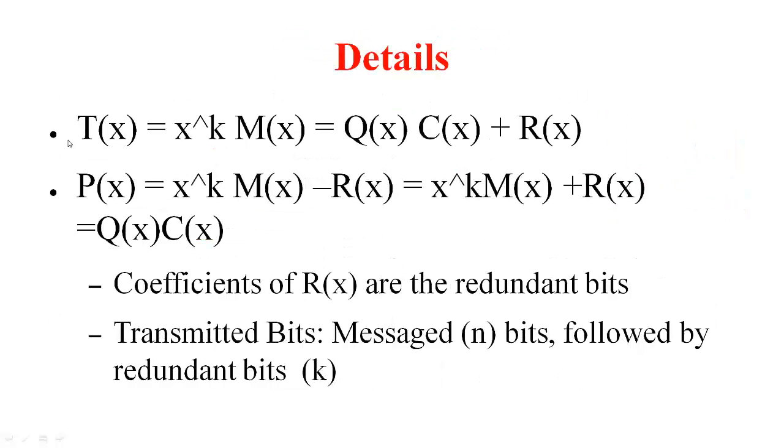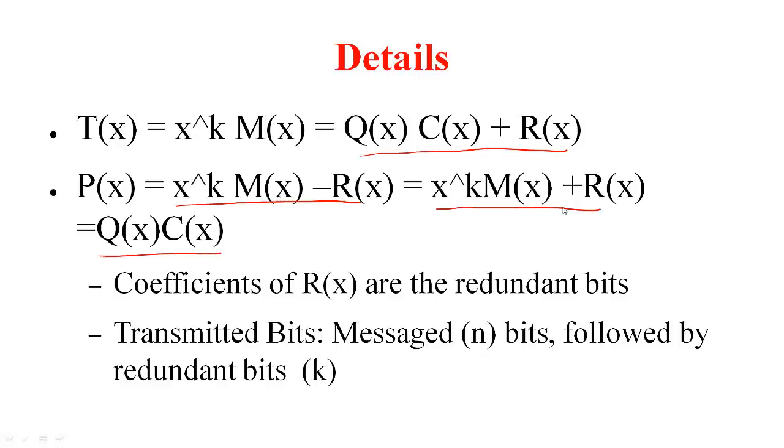So the same thing is shown here. So the Tx is x to the power of k multiplied with Mx. This is QxCx plus Rx because this is polynomial division. This is how I'm expressing it. Now Px is, from Tx you are subtracting Rx, so this is what it boils down to. And remember, arithmetic additions or subtractions are the same when you do modulo 2, so this turns out to be this, which in turn is equal to QxCx, which makes Px exactly divisible by Cx.